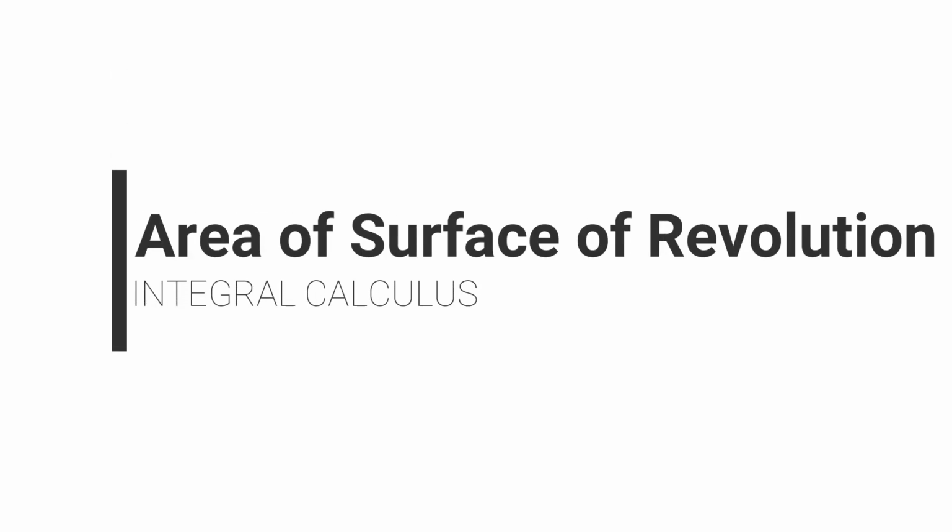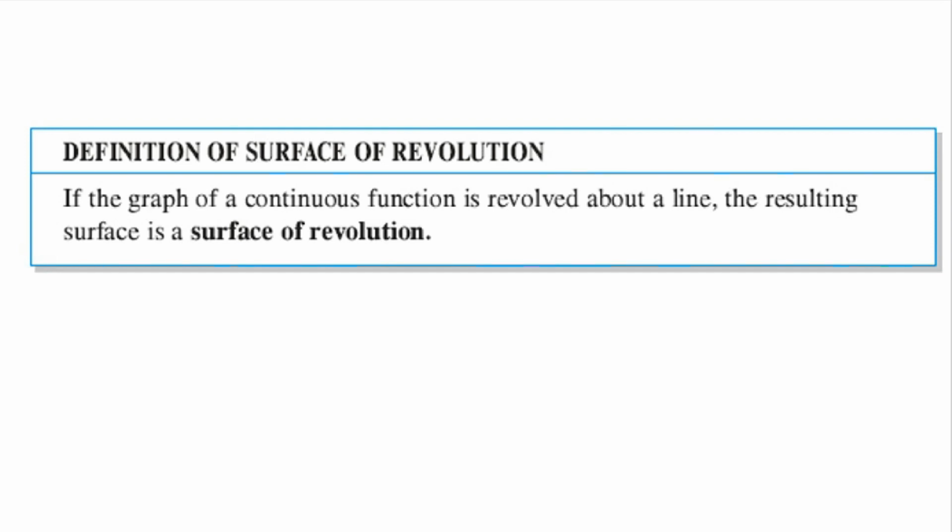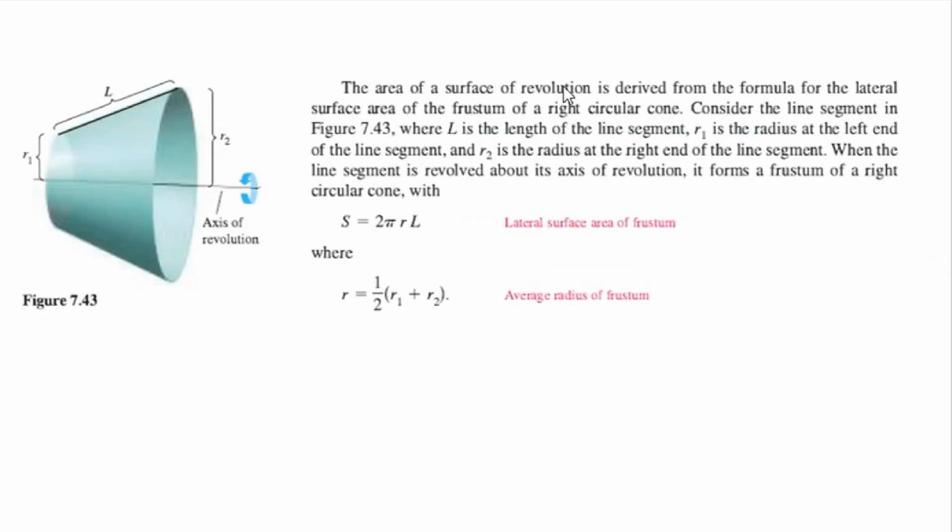So today we are going to discuss the area of a surface of revolution. So let's start first from the definition of surface of revolution. It says that if the graph of a continuous function is revolved about a line, the resulting surface is a surface of revolution. The area of a surface of revolution is derived from the formula for the lateral surface area of the frustum of a right circular cone.